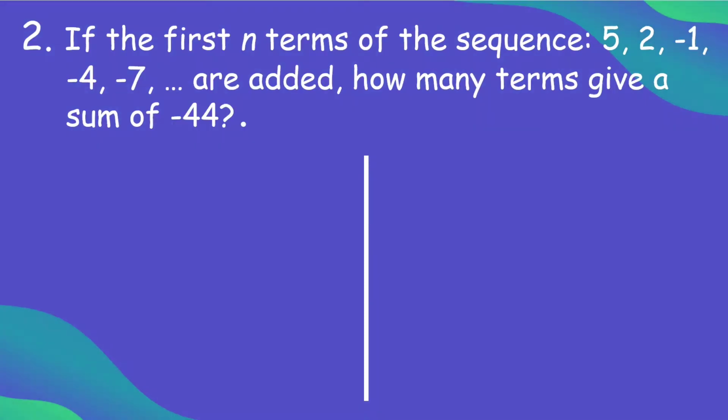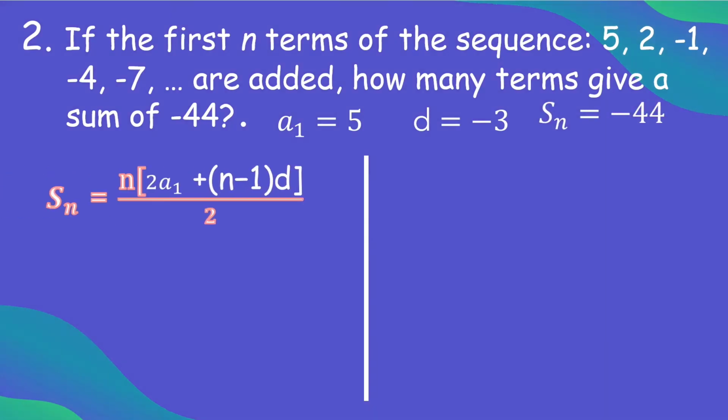Number 2. If the first n terms of the sequence 5, 2, negative 1, negative 4, negative 7, and so on are added, how many terms give a sum of negative 44? Your a sub 1 here is 5, d is negative 3, and your sum is negative 44. Using again S sub n equals n quantity 2a sub 1 plus n minus 1 times d divided by 2, substitute all the given.